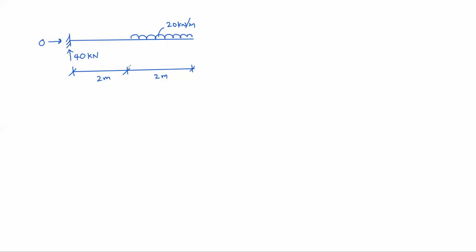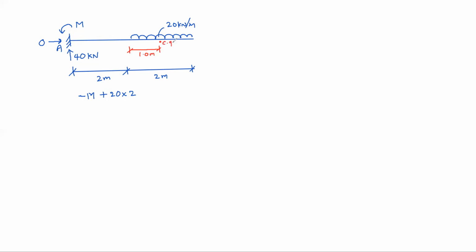Similarly, the moment you can take at any point. Suppose you assume an anti-clockwise moment M here, the M can be worked out very easily. Taking moments about A, minus M anti-clockwise moment plus 20 into 2. 20 into 2 is the load and its centroidal distance. So the centroid of the UDL is somewhere here, which is 1 meter from this end.